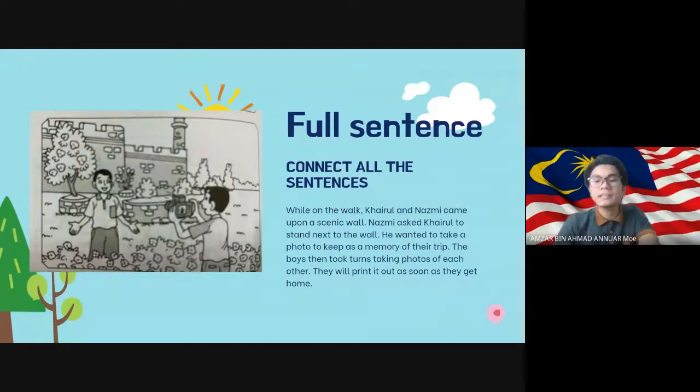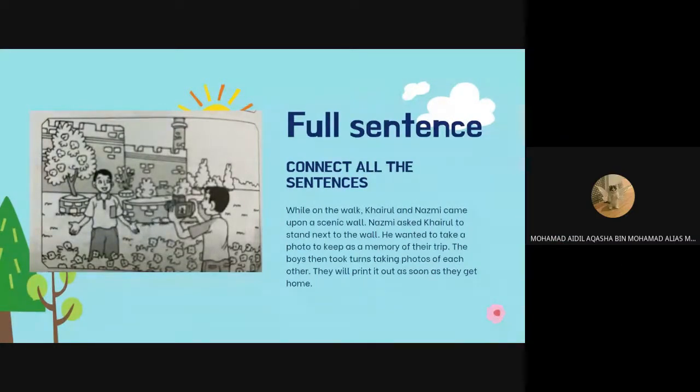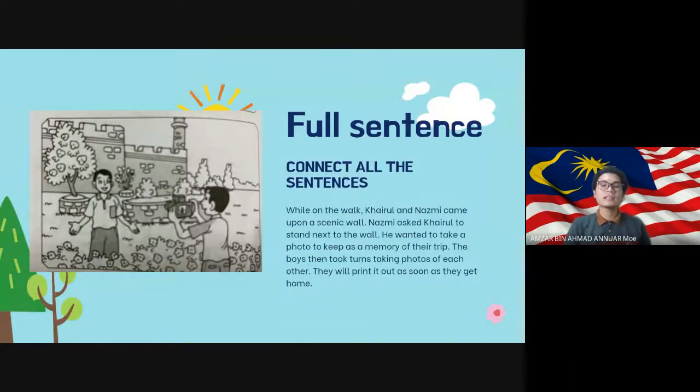Okay, so daripada ayat pendek-pendek yang kita buat tadi, kita gabungkan dia supaya jadi satu perenggan. Okay, now one thing that I want you to look at these sentences. Now look at the subjects. Tengok subjek dia. Okay. Now, subjek untuk ayat yang pertama. While on the walk, Khairul and Nazmi came upon a scenic wall. Mana subjek dia? Khairul and Nazmi. Khairul and Nazmi, correct. Now, for the second sentence, Nazmi asked Khairul to stand next to the wall. Mana dia punya subjek?